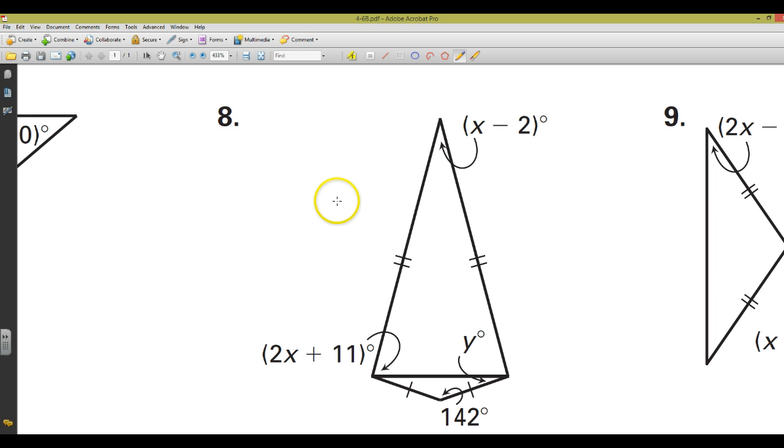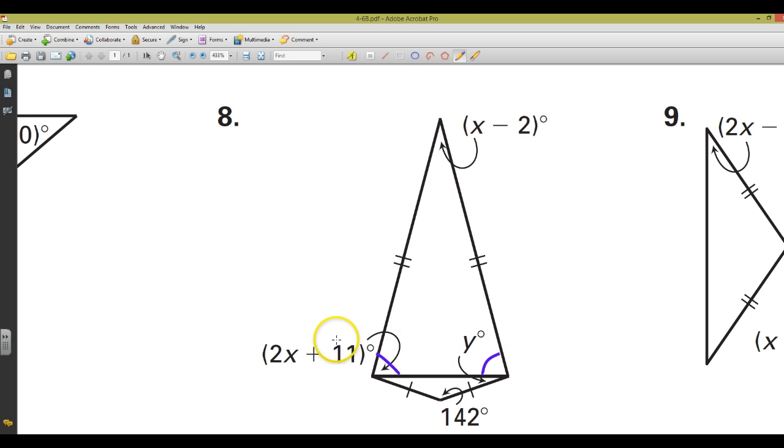On number 8, we want to solve for x and y. So we'll solve for x first. We have an isosceles triangle. Since these two sides are congruent, then the angles opposite from them will be congruent. So since this angle it's pointing to is 2x plus 11, then we can say that this angle is also 2x plus 11. So we know that all three angles must add up to 180.